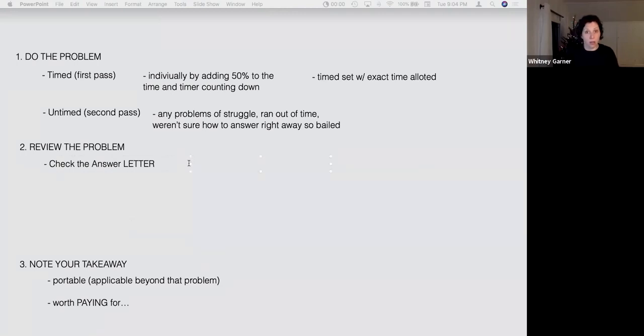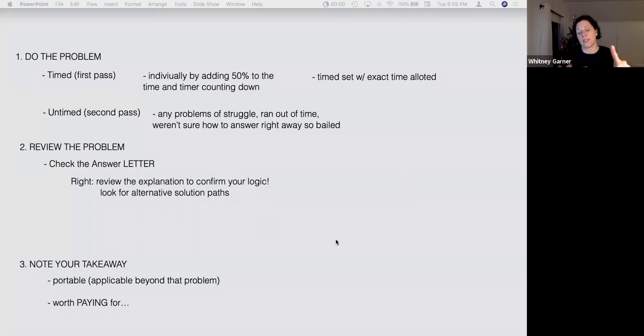And you're going to determine right or wrong. If you got it right, you're going to review the explanation to confirm your logic. That's for all questions. You're going to make sure that the logic or the steps or your understanding worked. And then you are also going to look for alternative solution paths that might be faster, more intuitive, less energy intensive, or just feel easier.